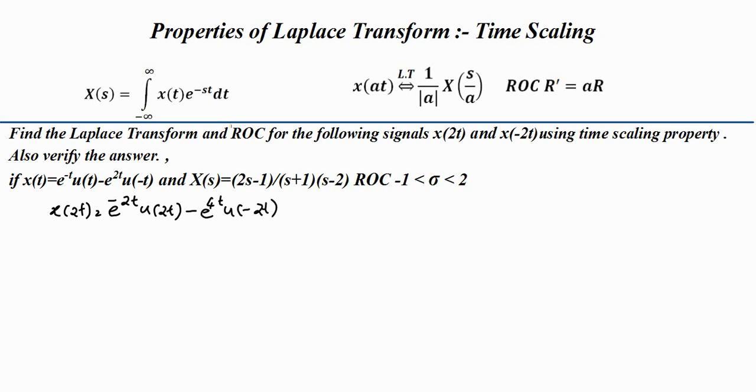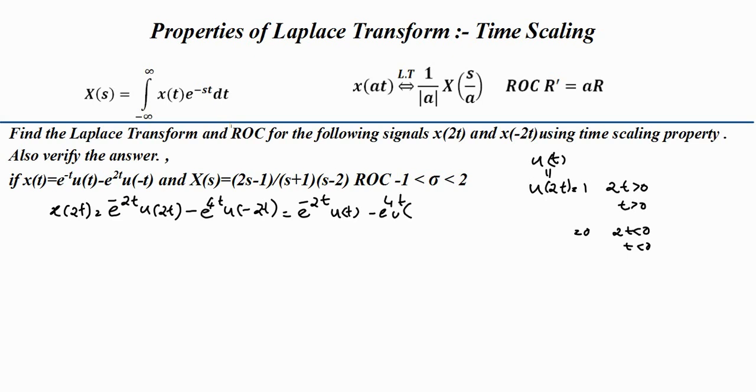Here you can see two terms, u of 2t. u of 2t is equal to 1 for 2t greater than 0, or t greater than 0, and 0 for 2t less than 0, or t less than 0. That means there is no effect if you scale a step signal. So u of 2t is equal to u of t. So we can replace this with u of t. Here we can replace minus 2t, so we can write u of minus t.